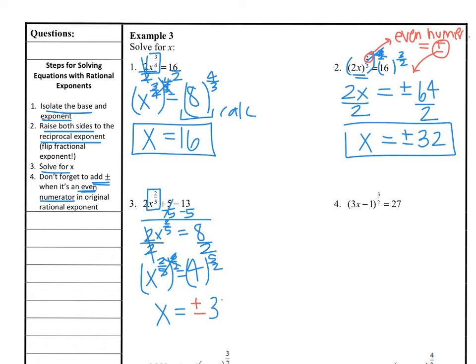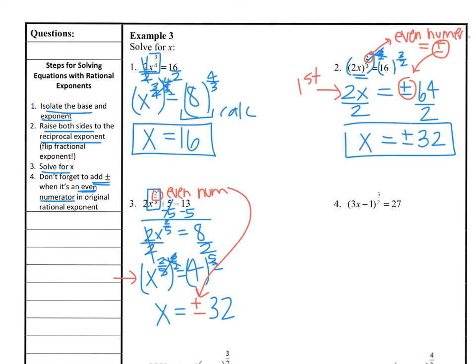32. Once again, just a little connection: the original even exponent, or the even numerator, links to that plus or minus at the end there. In number 2 we had to do it a little early because we raised to the reciprocal power at the beginning, not at the very last step. In this one we're doing it at the end because we use reciprocal powers at the end.